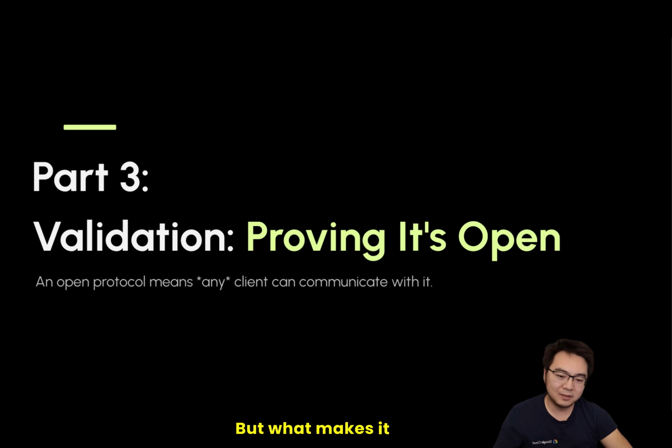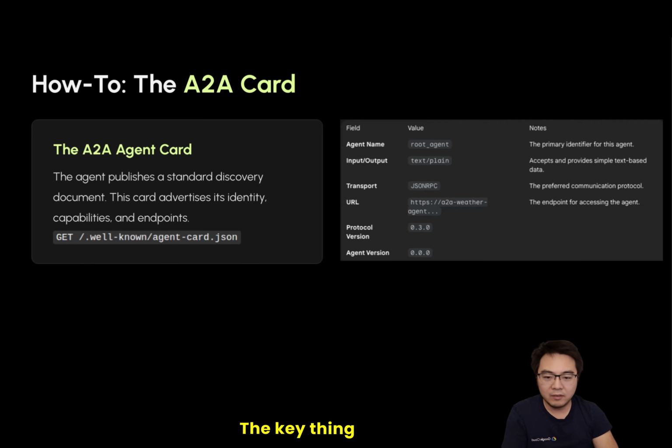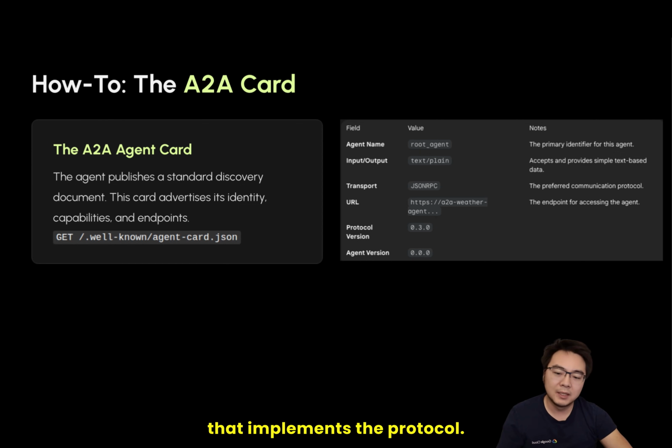But what makes it open and why is the A2A protocol actually important? The key thing I want to cover is the A2A agent card. For every single service that you deploy that implements the A2A protocol, you have a URL that links to this .well-known/agent-card.json file. This is the place where you can retrieve it, right? So this applies to any service that implements the protocol. Now you can retrieve the agent card.